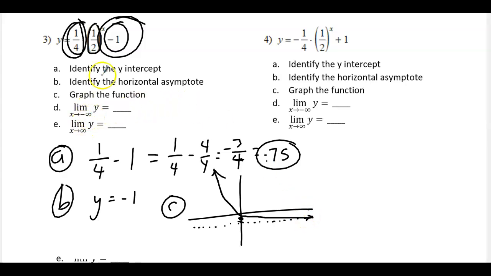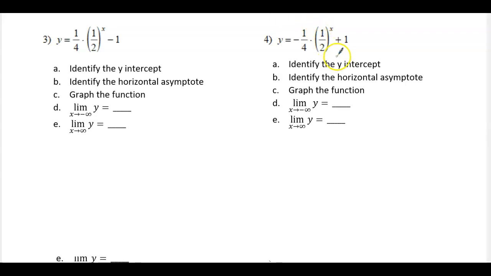For part D, we're looking at end behavior here. So on the left end of my graph, it appears that the y value is going in an upward direction, so we're going to put positive infinity. And on the right end of my graph, it looks like it's reaching a y value of -1. All right, let's go ahead and take a look at the next one.